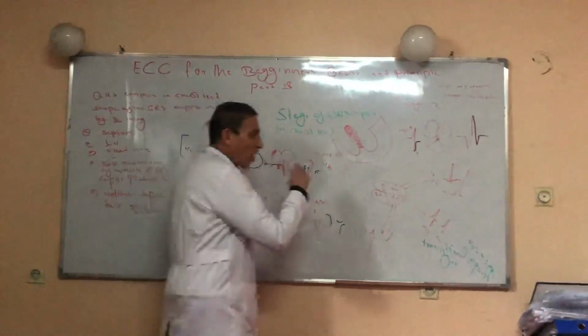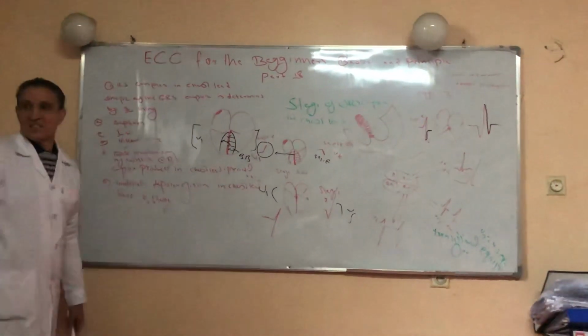This is called normal R wave progression in chest leads.